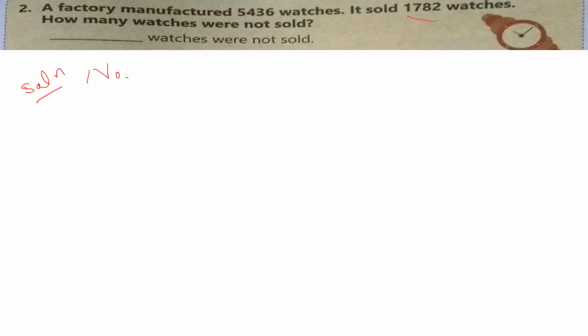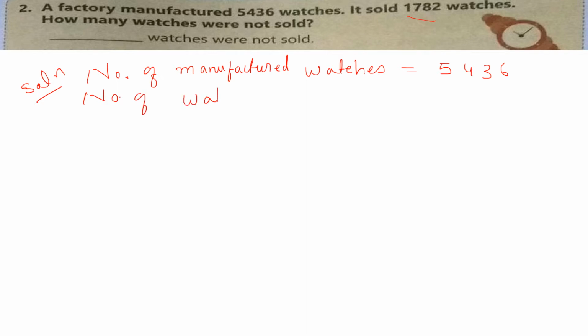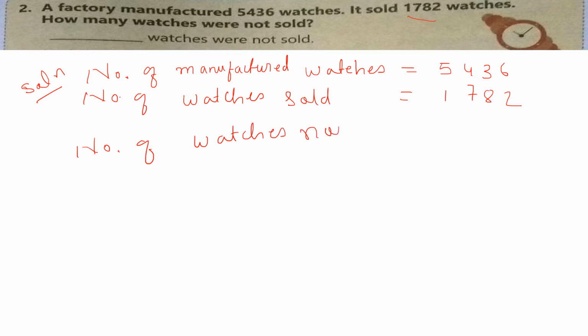Number of manufactured watches is equal to 5,436, then number of watches sold, that is 1,782. Now number of watches not sold. Okay, so what we have to do? We have to do subtraction because we have to find out the number of watches left in the factory.